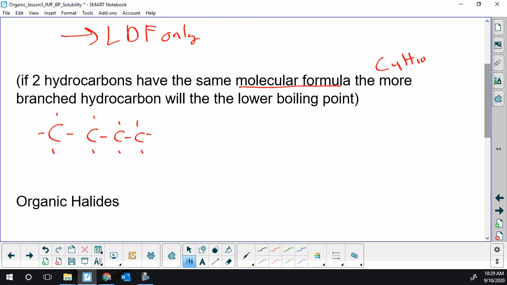If you compare that to a methylpropane isomer, this is the more branched version. And hopefully you can see that several of these can really line up close to each other. When you throw the branch in, it pushes the molecules further apart. The forces are now further apart, or the charges, I should say, are further apart. So it minimizes the force.